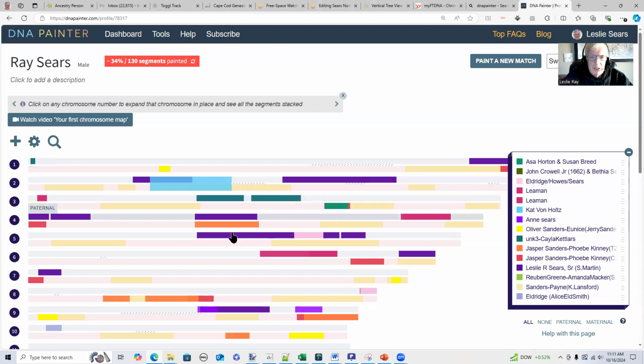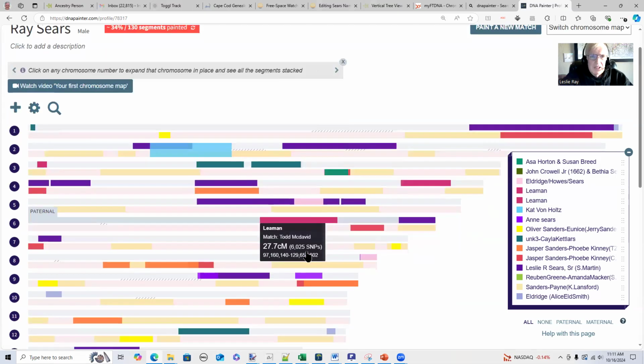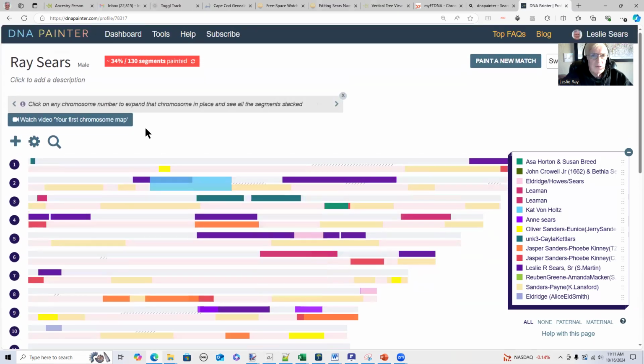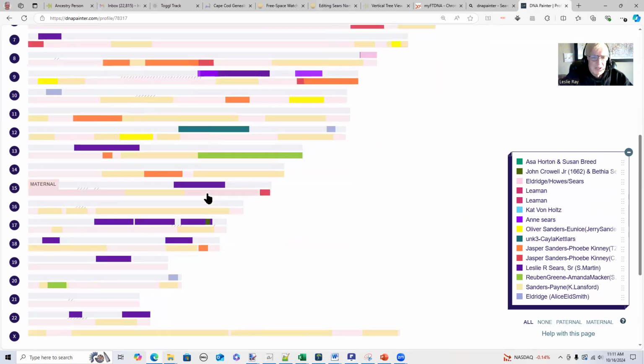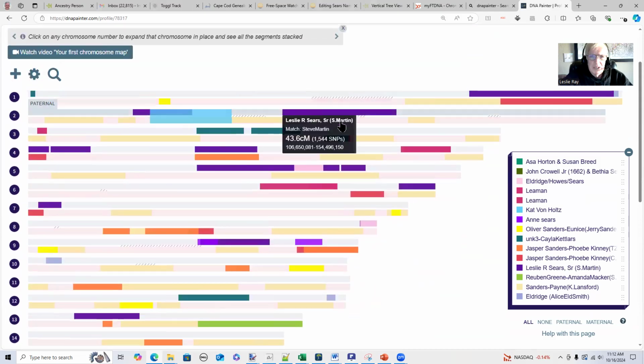So everywhere that I've painted a little bar, that indicates I know where that DNA came from by looking at genealogy records. And you can see I'm 34% painted. I've painted 130 segments. A lot more work could be done here. You can see how much my grandfather contributed to my DNA directly from the Sears side.